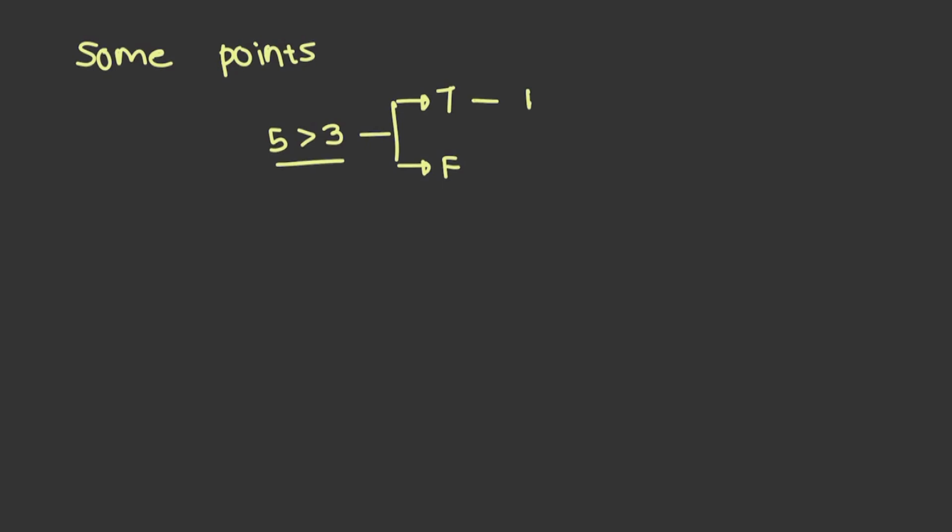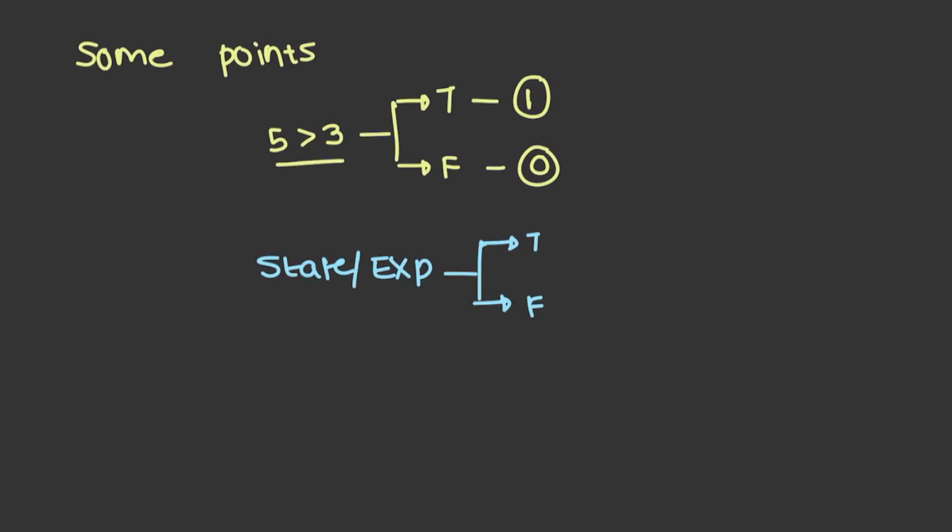Now you need to understand some points if you are working with C programming language. Consider a statement. A statement can hold either a true or false value. If the statement is true, then it will return 1. If the statement is false, then it will return 0. So every statement or expression in C programming language is associated with true or false, that is, either 1 or 0 respectively.